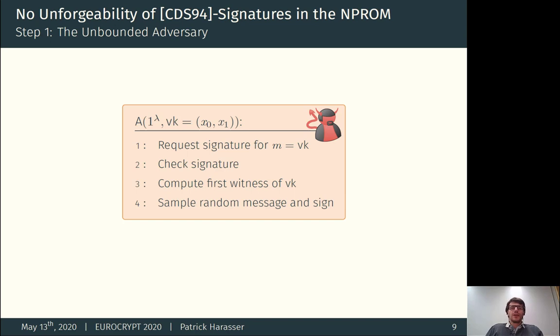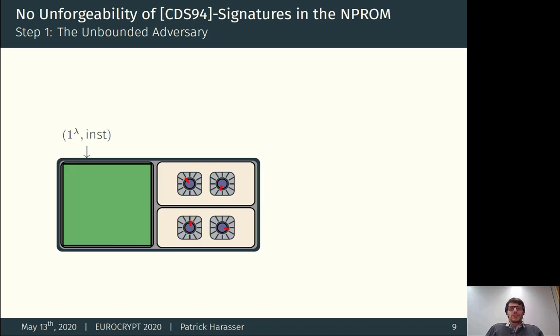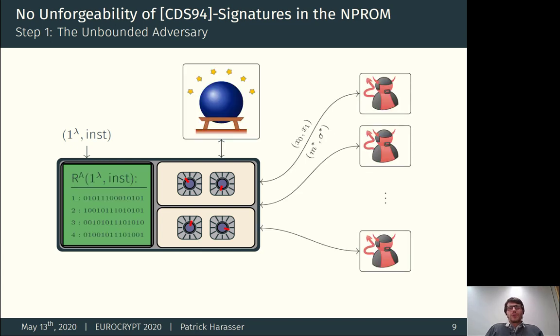Now, of course, if we let the reduction interact with this adversary, we get a solver for the game G. So this solver would get an instance of G as input and then start the reduction. The reduction is now free to communicate with the random oracle and to start an arbitrary amount of instances of our adversary A that forges signatures. And in the end, the reduction returns a solution to the instance. But of course, this solver is not polynomial time because the adversary A is unbounded. So in the next step of our proof, we show how to overcome this obstacle.